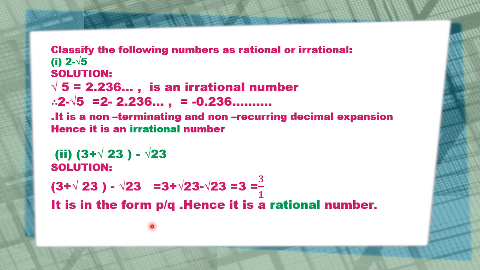It is of the form p upon q, hence it is a rational number. Now here you can see the example 2 upon 7. It is multiplied by root 7 both in numerator and denominator. Now we are going to find out whether it is a rational or irrational number. Any guesses what we are going to do? Yes, we will remove root 7 both in numerator and denominator.